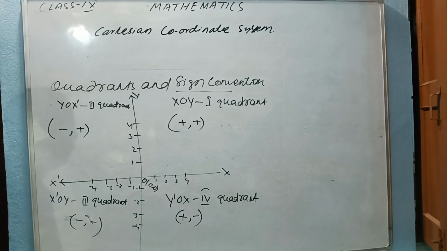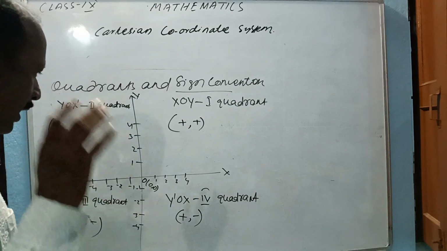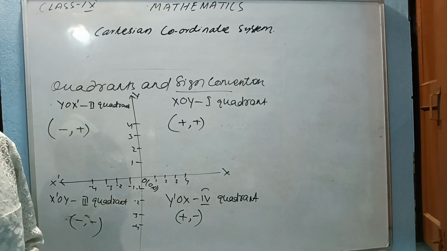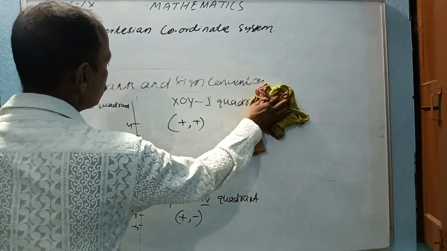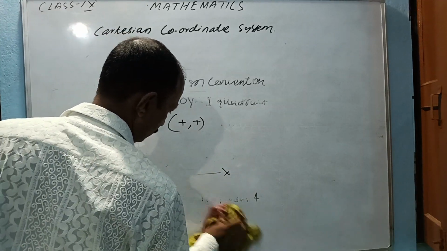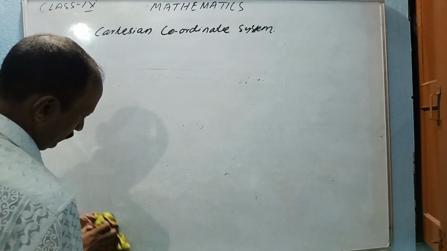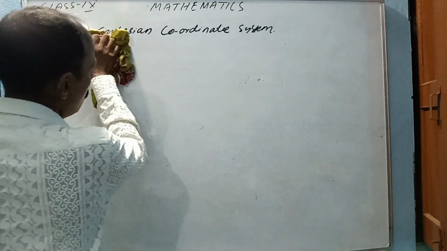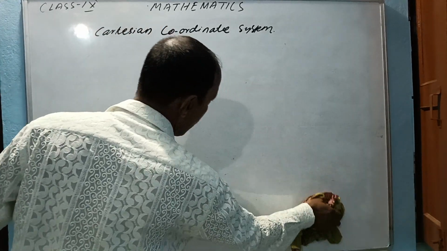This is all about the quadrants and sign convention. These are very important points in coordinate geometry. Now let us see how to plot a point, or I can say plotting of points. So children, how to plot points on the graph paper.